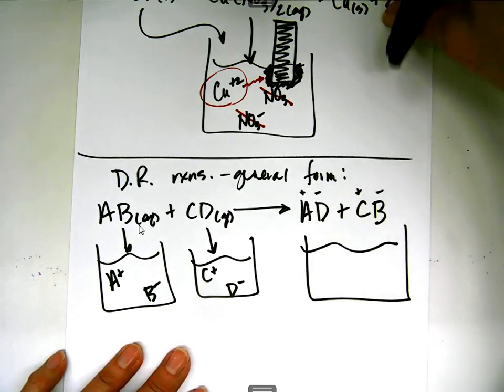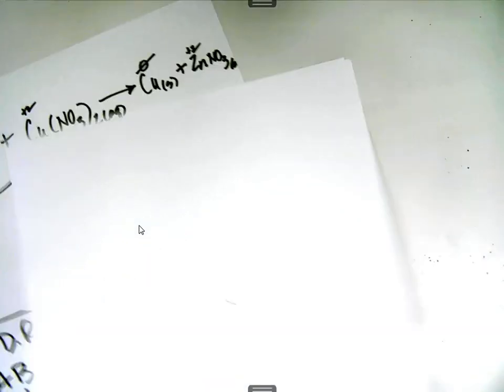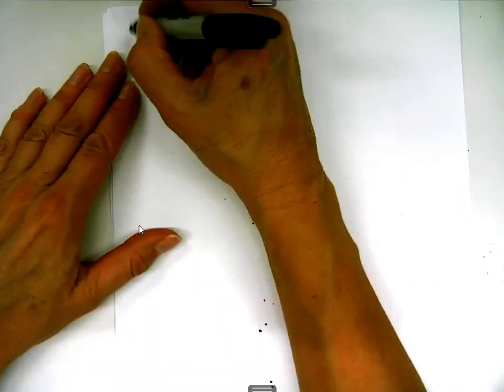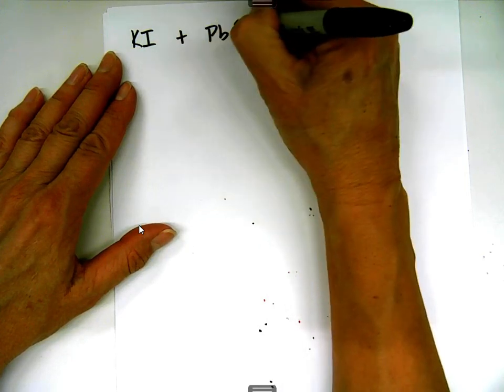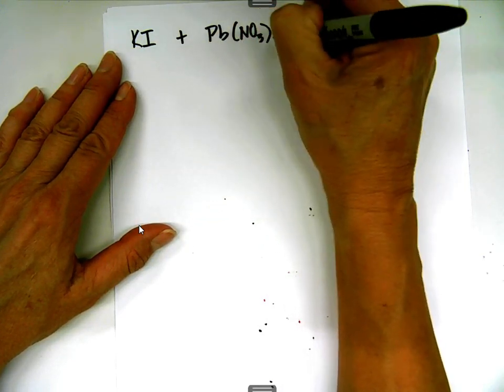Let's talk about something a little more specific rather than just the general form of the equation. Look at something a little more specific and say, all right, for example, here's my favorite double replacement reaction because it's a really pretty reaction.